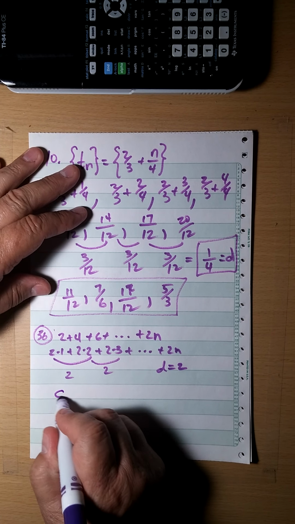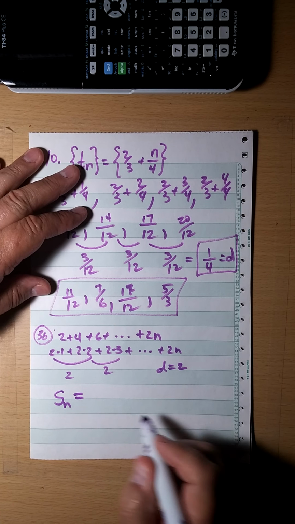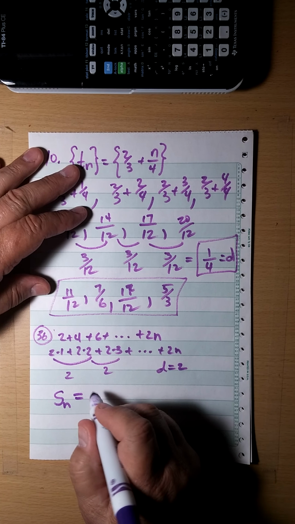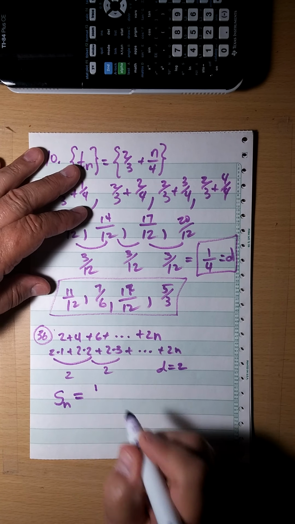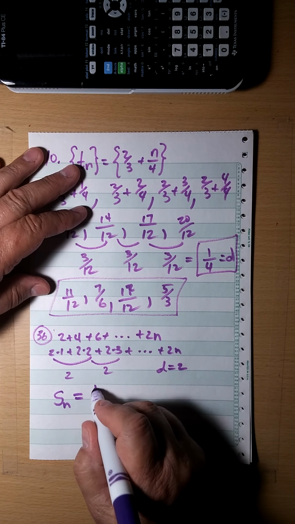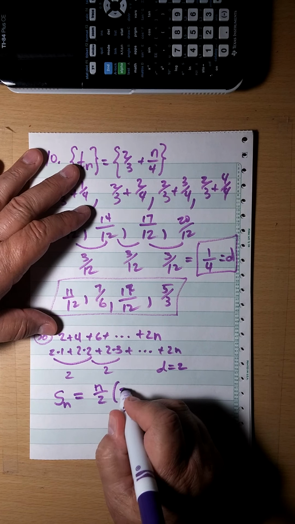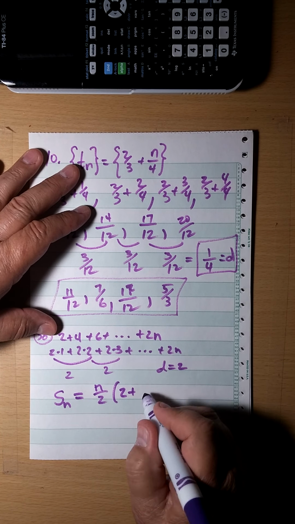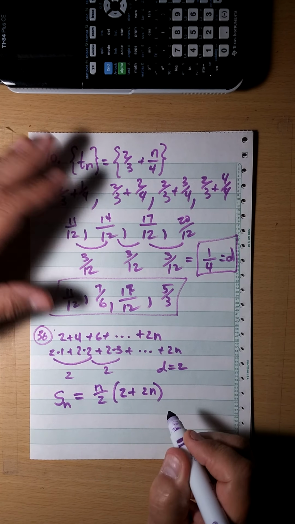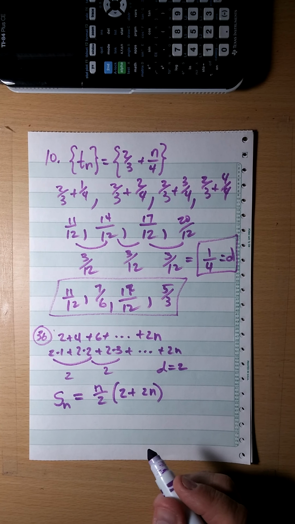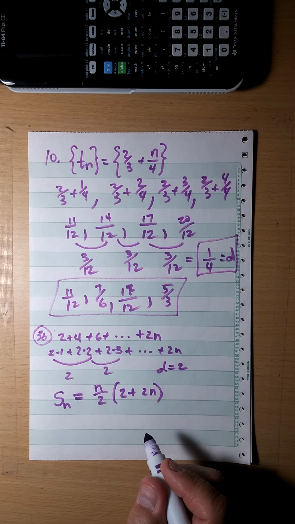So the nth partial sum is n, we don't know what that is because it's just n here, over 2, times a sub 1, which is 2, plus a sub n, which is 2n. So we can even put those n's in there and find that out.